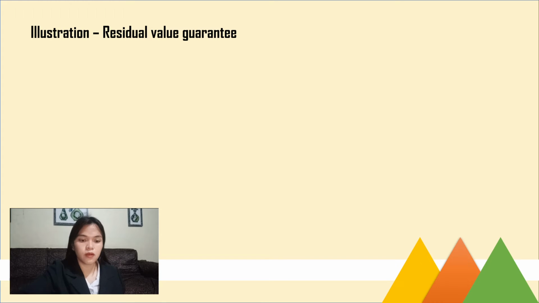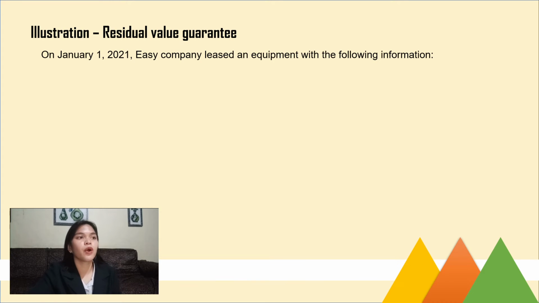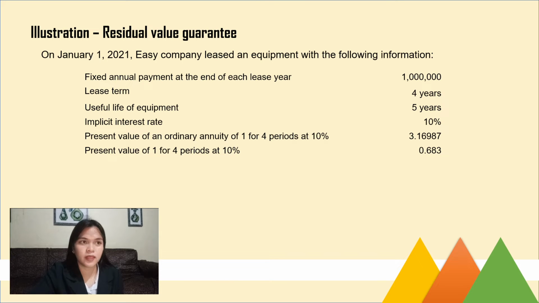Here we have the illustration. On January 1, 2021, Easy Company leased an equipment with the following information. Fixed annual payment at the end of each lease year amounting to 1 million, lease term of 4 years, useful life of equipment of 5 years, implicit interest rate of 10%, present value of an ordinary annuity of 1 for 4 periods at 10% is 3.16987, and present value of 1 for 4 periods at 10% is 0.683.